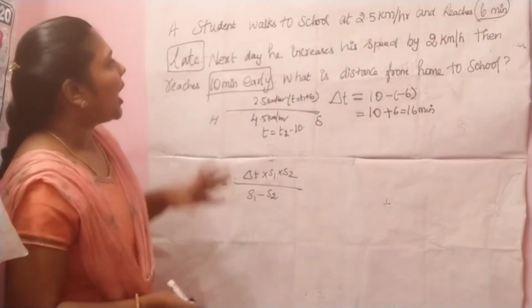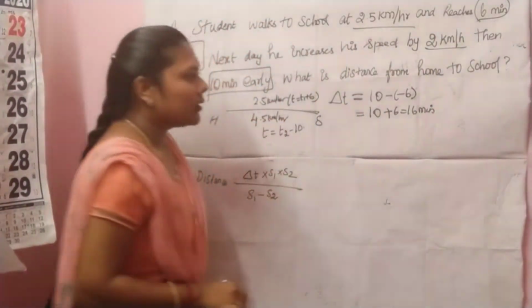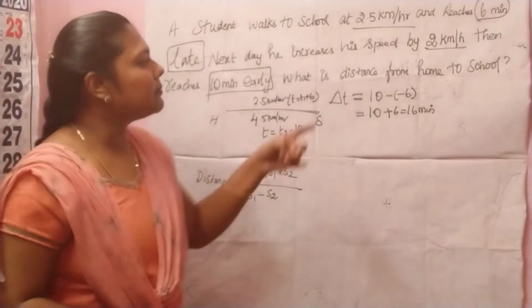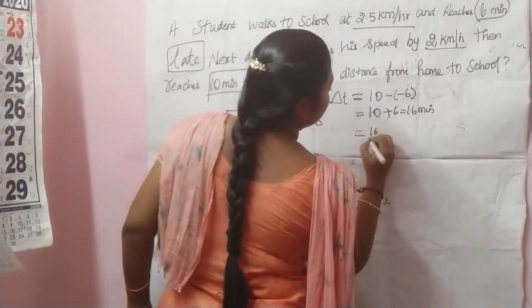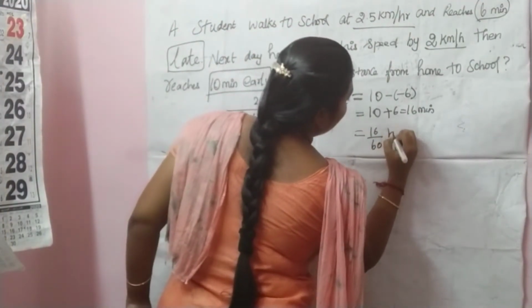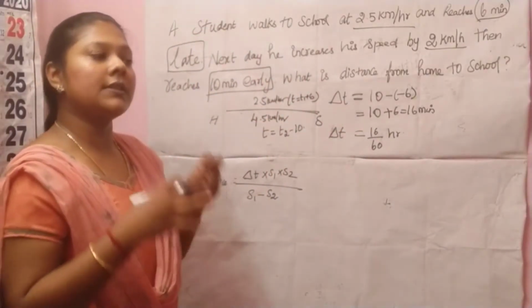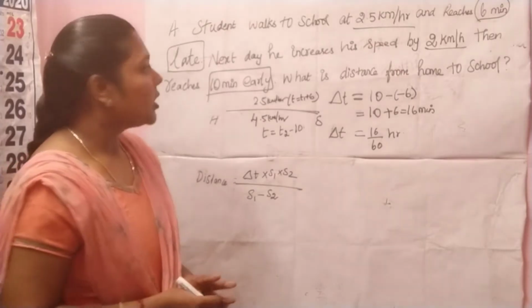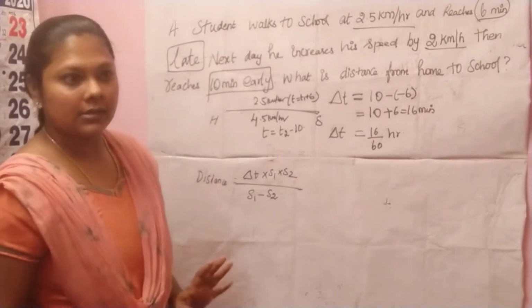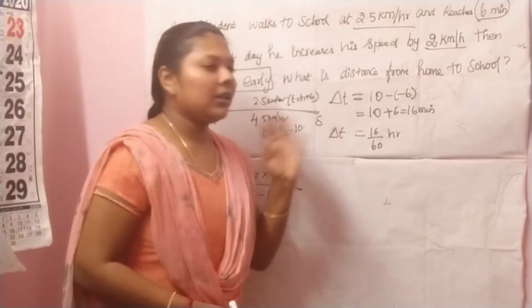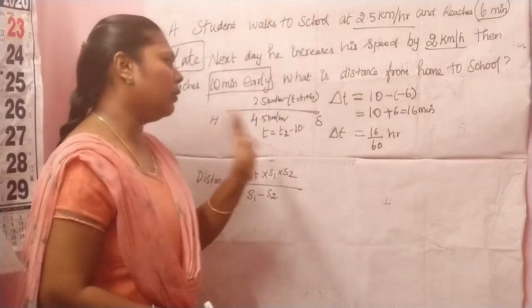But see, every speed is in kilometers per hour, right? So I need to convert this minute into hours. So for that, del t is equal to 16 by 60 hours. Unit is very important for every problem. Since everything is in kilometers per hour, the time should be in hours. So I am dividing by 60 to convert the minutes to hours. Now I know what del t is.